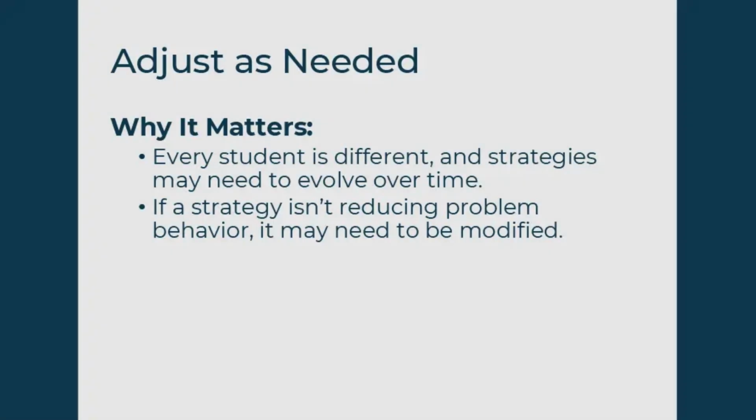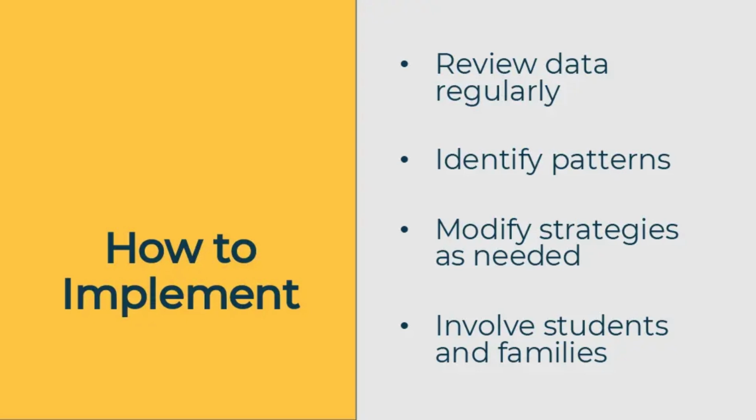We also adjust strategies as needed. Every student is different, and strategies may need to evolve over time. If a strategy is not reducing problem behavior, it may need to be changed. Regular data reviews help identify if the strategy is being implemented consistently, if the student is responding, and if modifications are needed. We can do this at regularly scheduled check-in meetings or by creating a weekly or bi-weekly review schedule. We make data-driven decisions by identifying patterns, whether the strategy is being used consistently, and whether the student is responding as expected. If not, we adjust strategies.